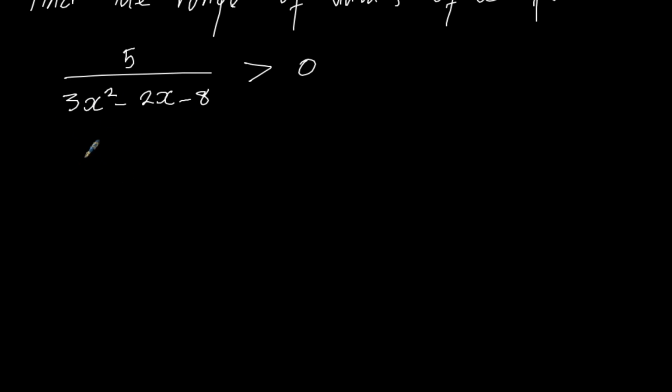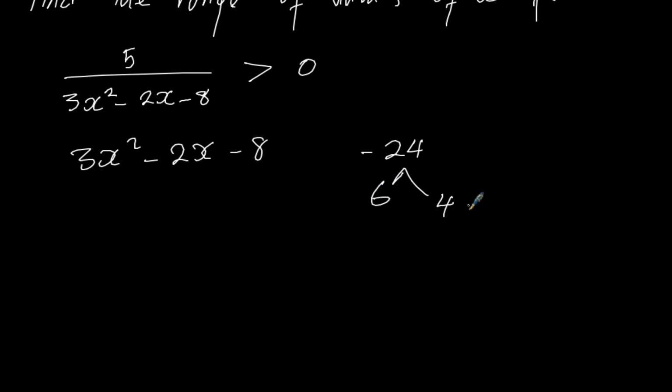I can first concentrate on this part only. That will be 3x squared minus 2x minus 8. Our factors, we are interested in factors of negative 24, that is after multiplying 3 times negative 8. And that will be 6 and 4. One of these should be negative for us to get a negative 24. To determine that, we look at the sum. We want a negative 2, so 6 should be negative.